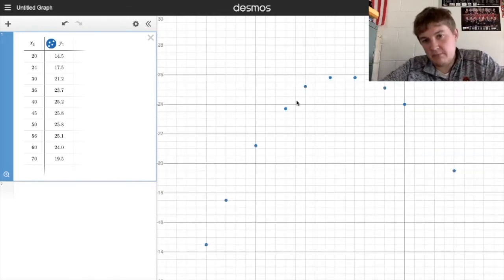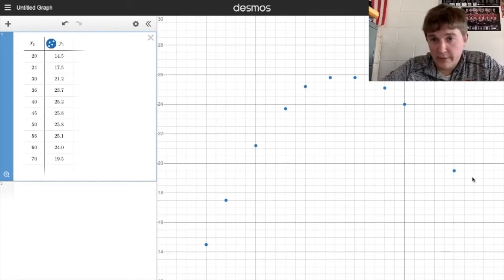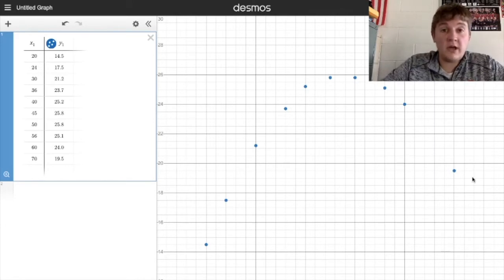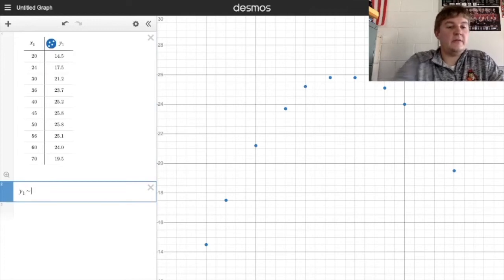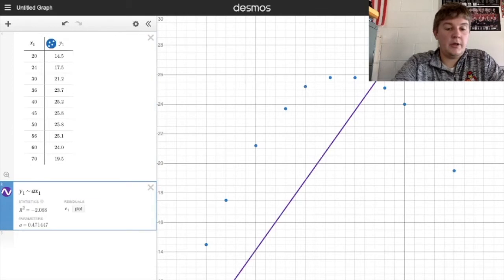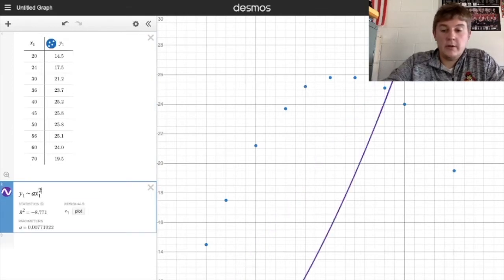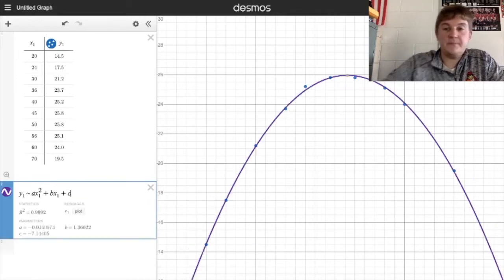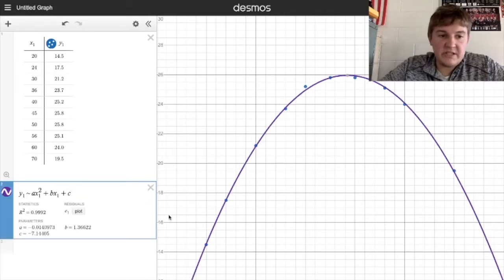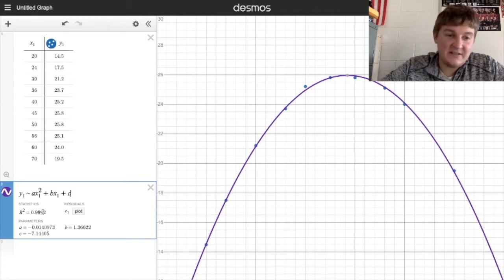And now I can see this is clearly some sort of parabolic path, meaning that a quadratic regression is appropriate for this type of scenario. Okay, so we're going to type y1 is approximately a x1 squared plus b times x1 plus c. Now we can see that my R statistic is not quite 1. It's a little bit less. As you can see, it doesn't go perfectly through every dot.